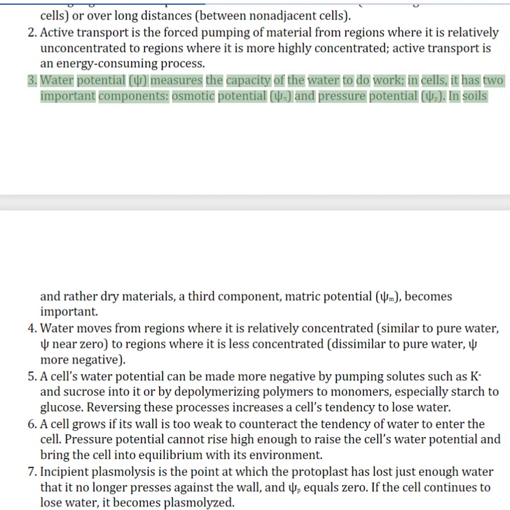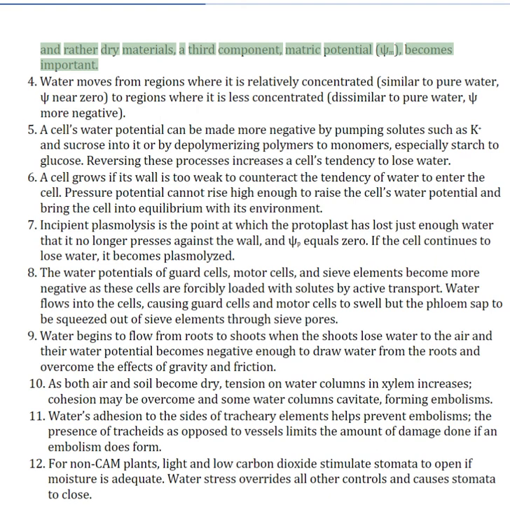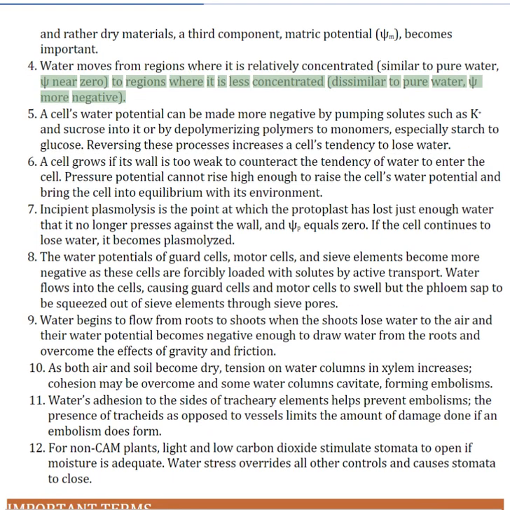3. Water potential measures the capacity of the water to do work. In cells, it has two important components, osmotic potential and pressure potential. In soils and rather dry materials, a third component, matric potential, becomes important. 4. Water moves from regions where it is relatively concentrated, similar to pure water, psi near zero, to regions where it is less concentrated.